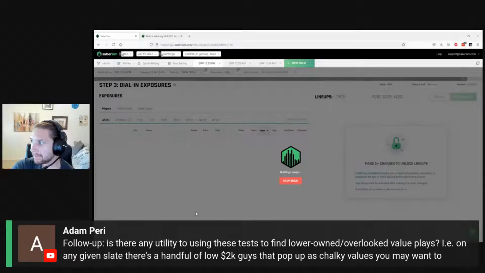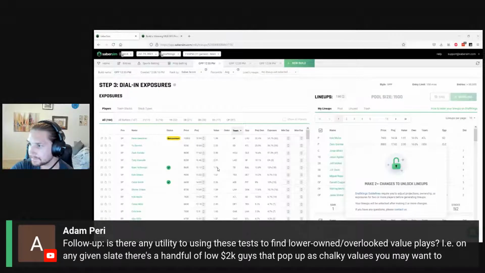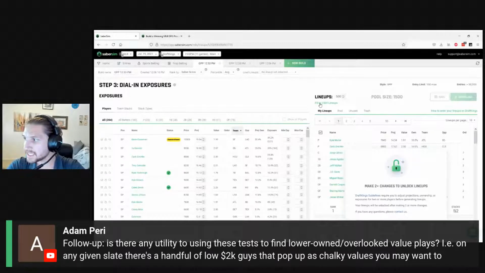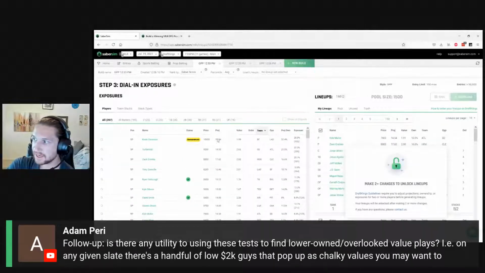So we haven't talked too much about doing this for pitchers, but I do think it's also interesting to look at for pitchers. So, cool. Then what I will typically do here is just expand this up to 1,500. And this is where I will start a lot of my builds.